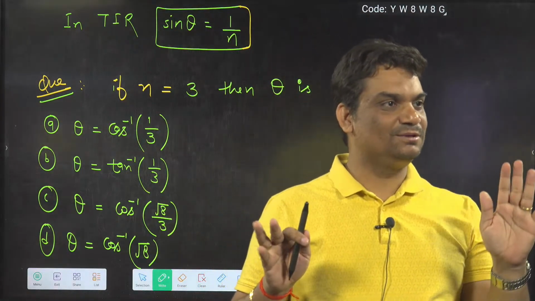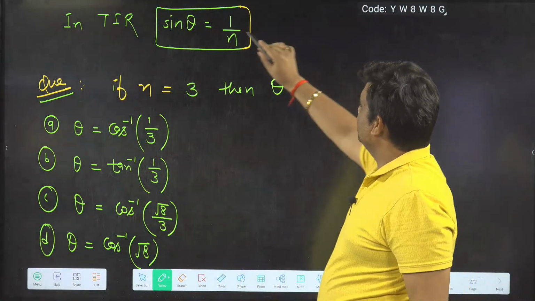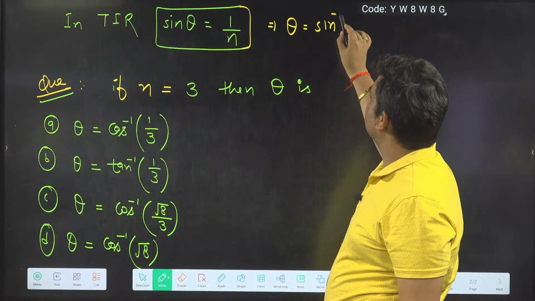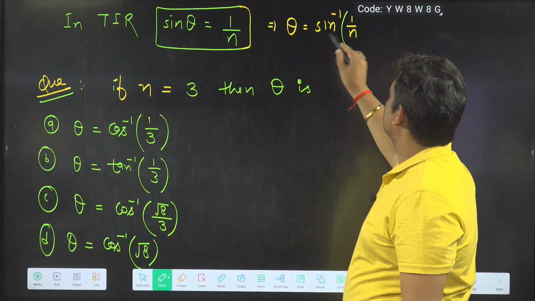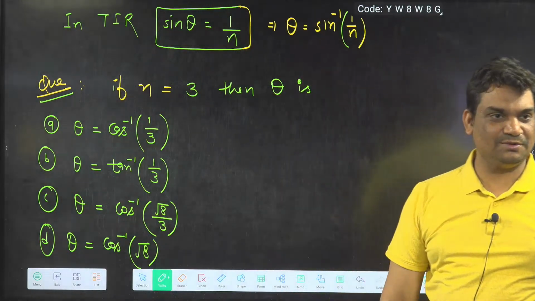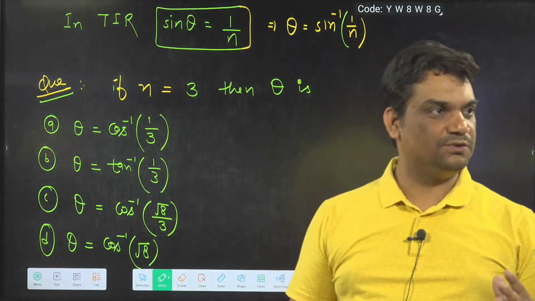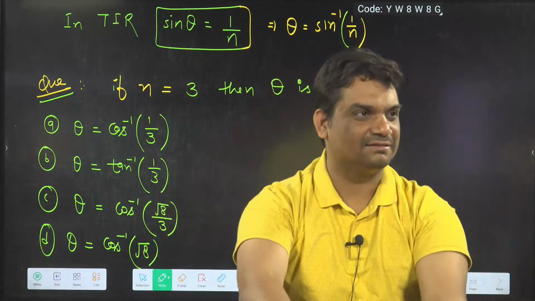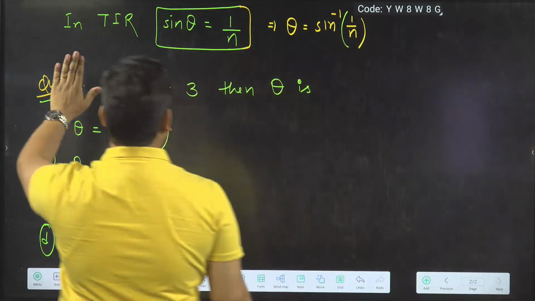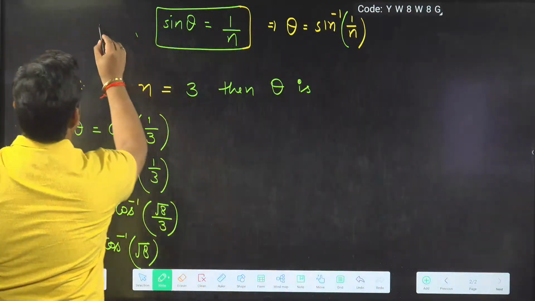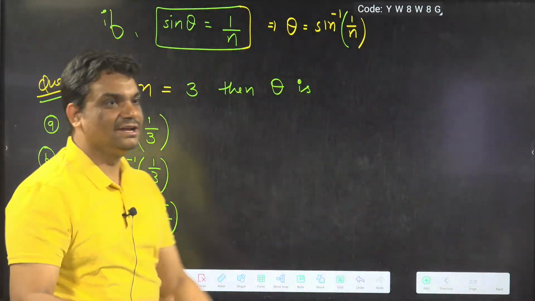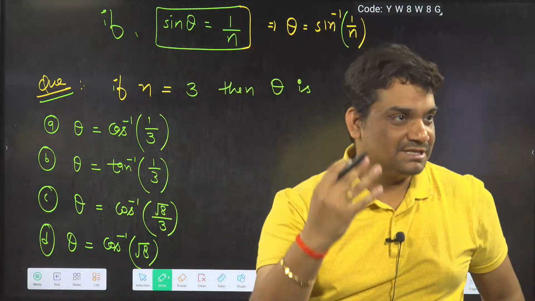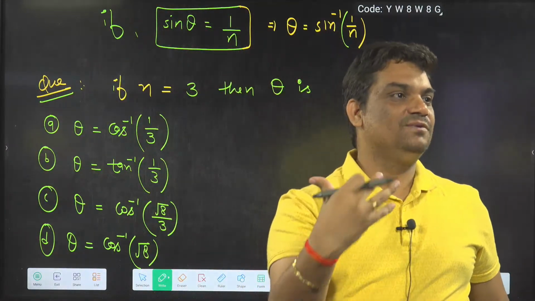Probably you know. If you don't know, then listen. What is the meaning of this? If sine theta equals this, then theta can be written as sine inverse 1 by n. This is the meaning of inverse. Ignore TIR, otherwise you will be confused with so many things. I am just showing the application, how we will apply this.